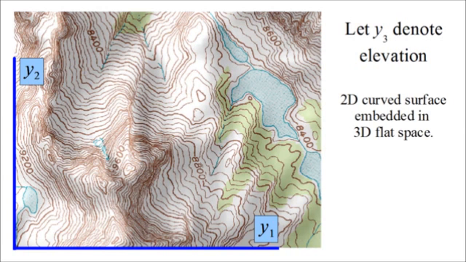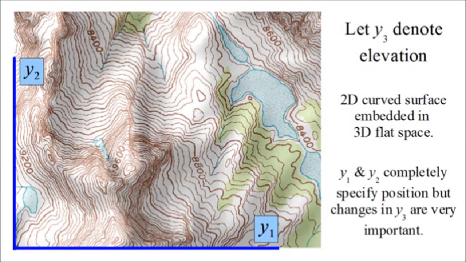We say this curved two-dimensional surface is, quote, embedded in flat three-dimensional space. It's two-dimensional because each point on the surface is uniquely specified by two numbers, y1 and y2. Of course, the y3 coordinate will have important physical consequences back in the real world. Consider the road building problem again.